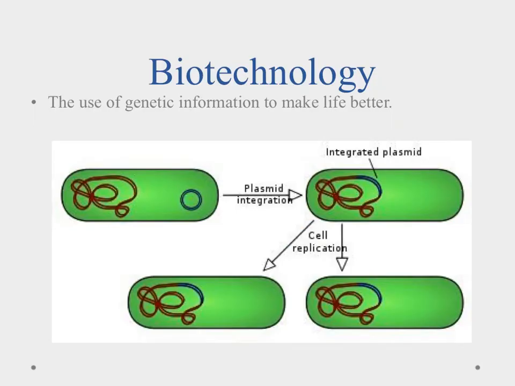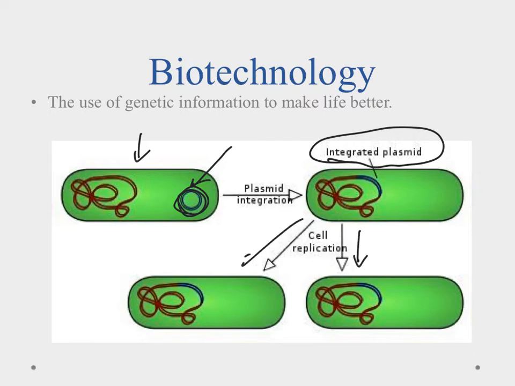So what is biotechnology? Quite simply, biotechnology is the use of genetic information to make our life better. And we can kind of see how it goes here. We can go through a simple example of it. We have our bacteria here, and if you notice, we're going to integrate in some new genetic material. When we do that, this is in the form of a plasmid. This little ring of DNA is called a plasmid. That's going to integrate itself with the chromosome of the bacteria, and then as the cell replicates, it's going to pass on that information. And whatever we decide to put on this plasmid will allow the cell to do the same thing.